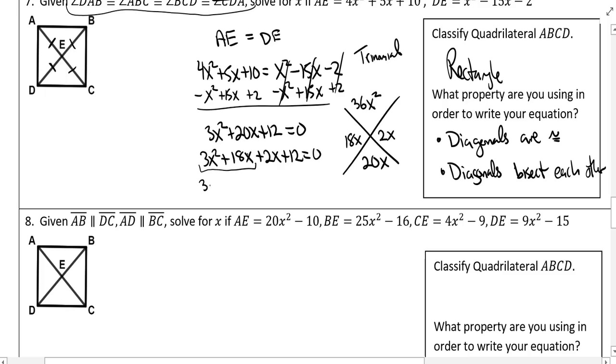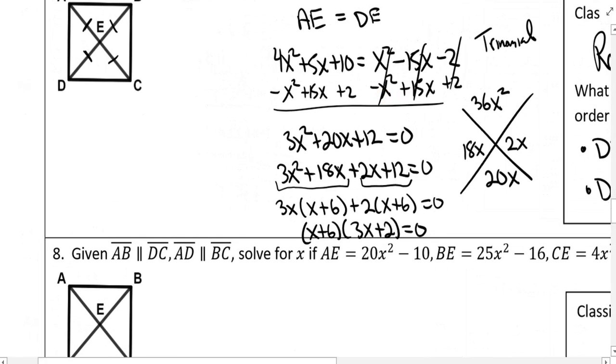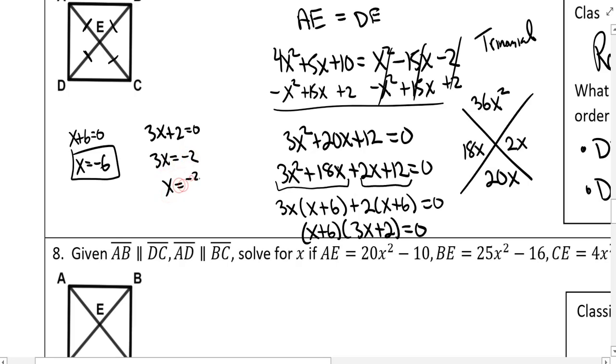Factor by grouping. You get x plus 6 times 3x plus 2 is equal to 0. Set your factors equal to 0 and solve. So the first factor is x plus 6. You get x is negative 6. The second factor is 3x plus 2, and you get x is negative 2/3.